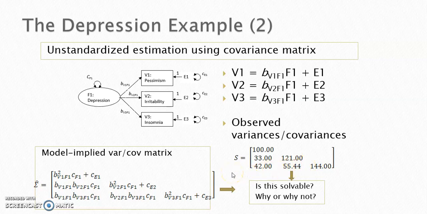And here comes the problem. There are 7 unknown parameter values to estimate. They include the variance of the underlying factor, the 3 factor loadings, and the variances of the 3 error components. 7 is greater than 6. We have an under-identified model, and a solution is not possible.